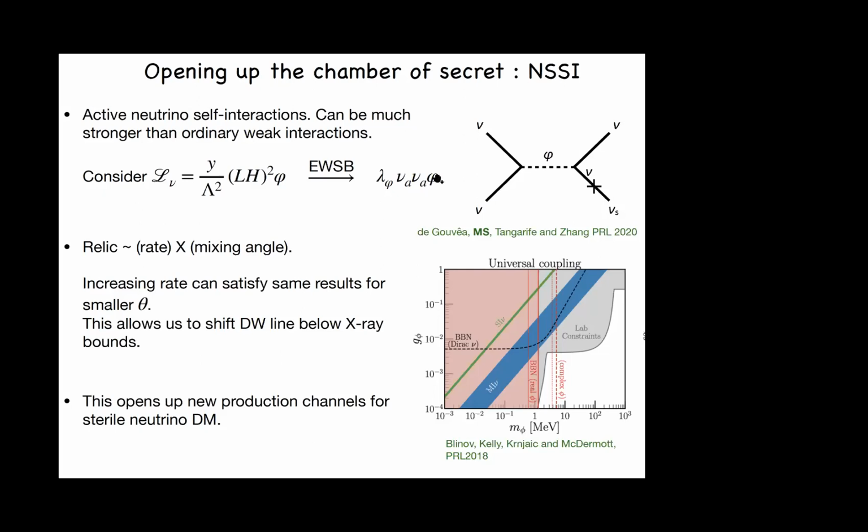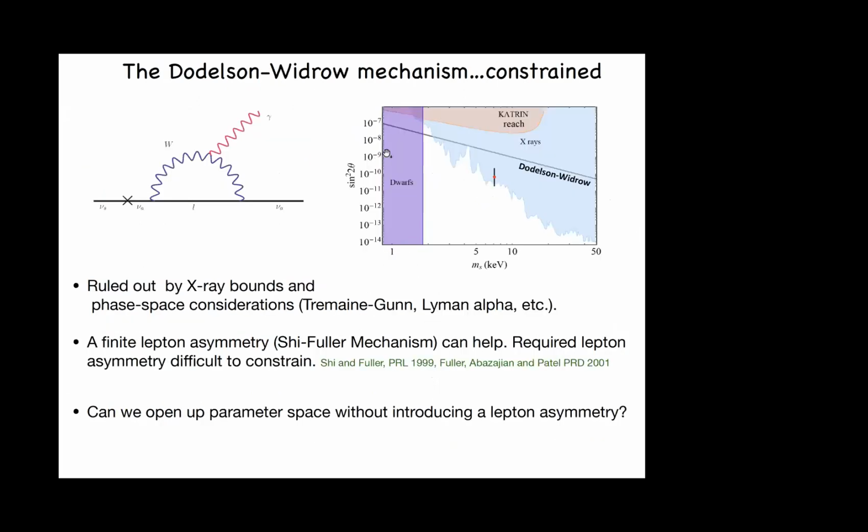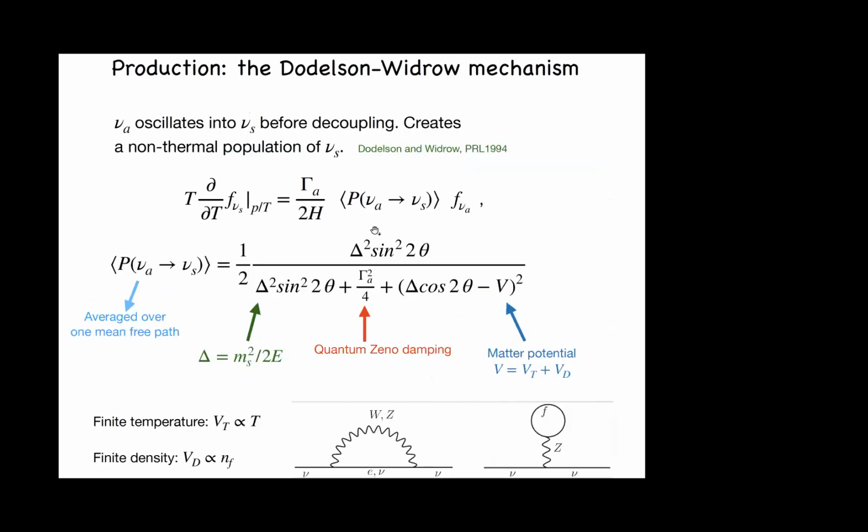Now, why do we want to introduce this coupling in the first place? How does this help us? So let us go back to this plot again. And as I said, we want this line to shift more and more down in the parameter space. What that means is that we need a smaller and smaller mixing angle to satisfy the relic density of the universe. Now, if you look at this equation, the relic density is essentially given by the number density of the sterile neutrinos that you produce.